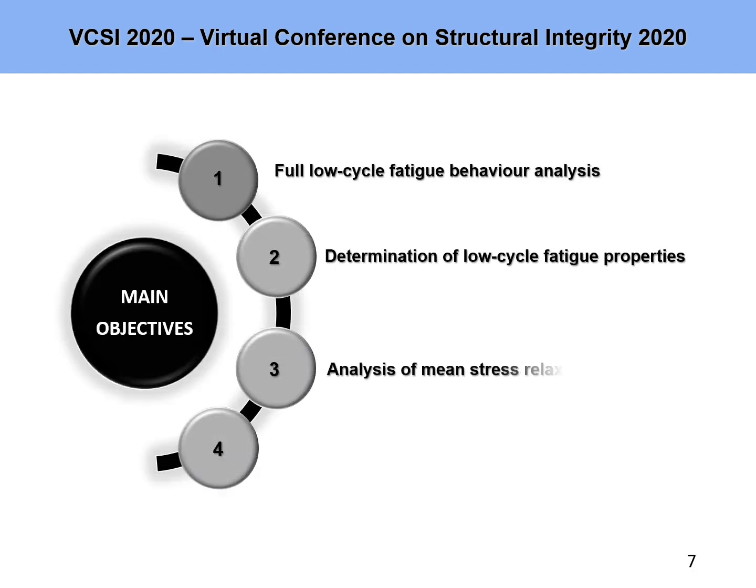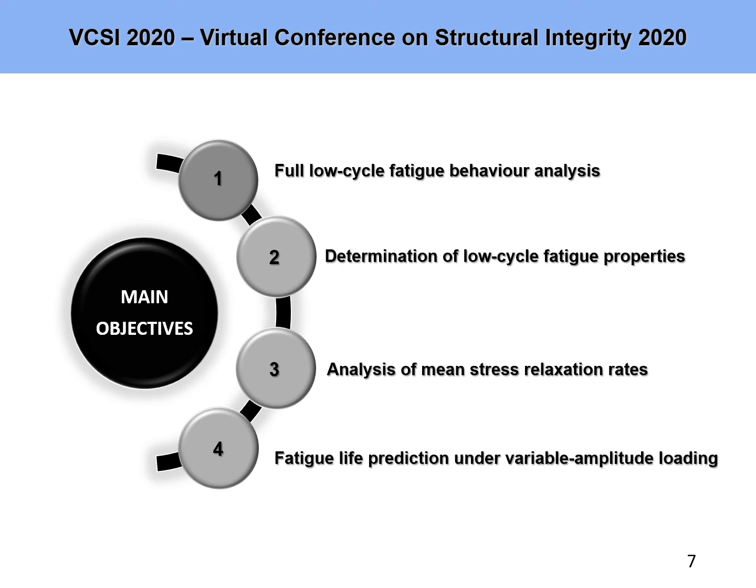Before continuing with the experimental procedure, it's worth reviewing the four main objectives of the study. Its main purpose is to characterize low cycle fatigue behavior, followed by a determination of the low cycle fatigue properties, the analysis of mean stress relaxation rates, and finally, the prediction of fatigue life under variable amplitude loading.